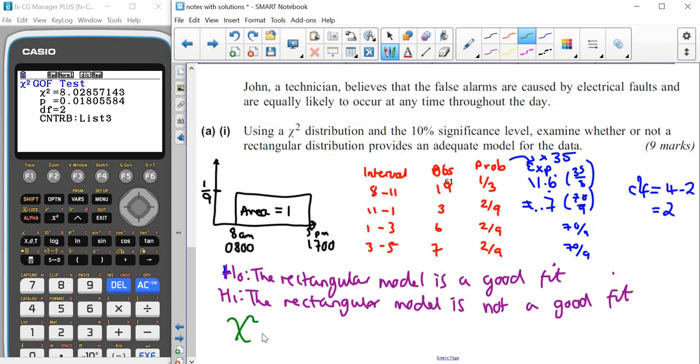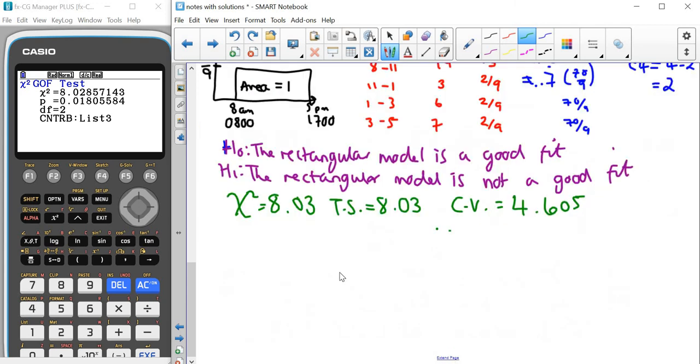So my chi-squared value from my calculator is 8.03. That's my test statistic. My critical value from page 20. This time we're told to use 10% significance level. So we're going down from 0.9 and across from 2, which gives us 4.605. So as the test statistic is bigger than the critical value, this time we're going to reject H0 at a 10% significance level this time.